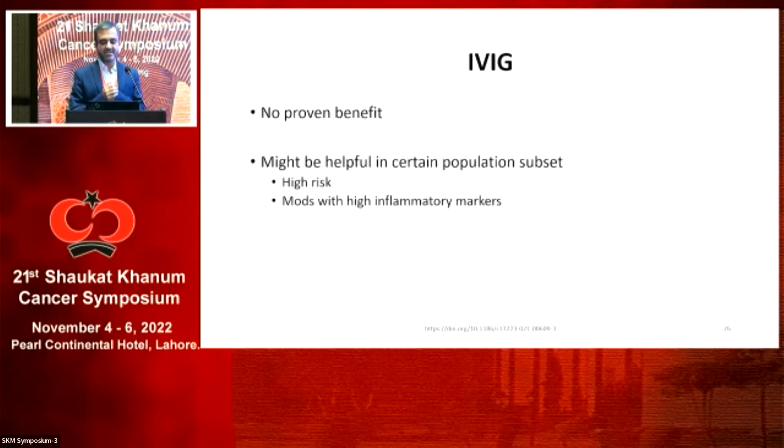Then IVIG has not been shown to be of any proven benefit in children with acute COVID-19. It might be helpful in certain population subsets, like those who are at risk and just dying. So some people suggest that you can just throw in whatever you have, in patients who have MODS with high inflammatory markers.